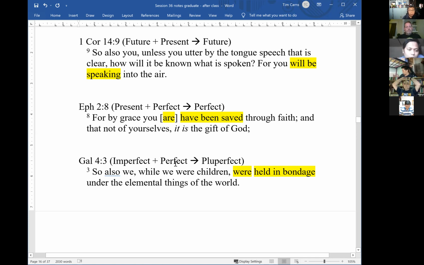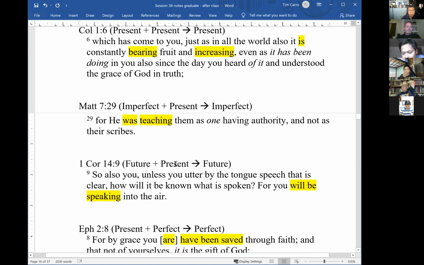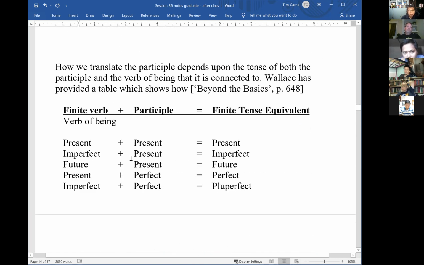Okay. So again, these are in your notes. They're just some examples of what I was showing you in this table of how you would translate this. Oh no, yeah, here, this is where I give credit to Wallace.